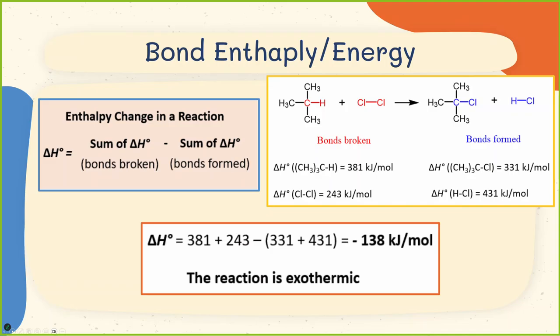As you can see in the example here, you are able to cancel these ones out because they're the same on both sides of the reaction. So you only really have to use the ones that are not equal on both sides. So bonds broken minus bonds formed. In this case, it ended up being a negative 138. So this ends up being exothermic for the delta H.